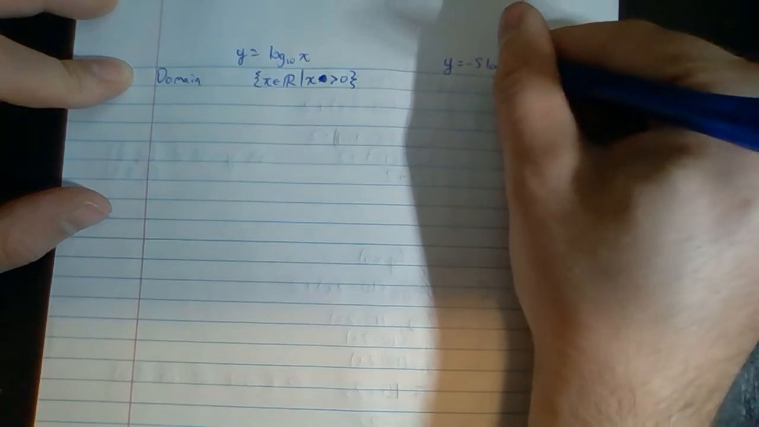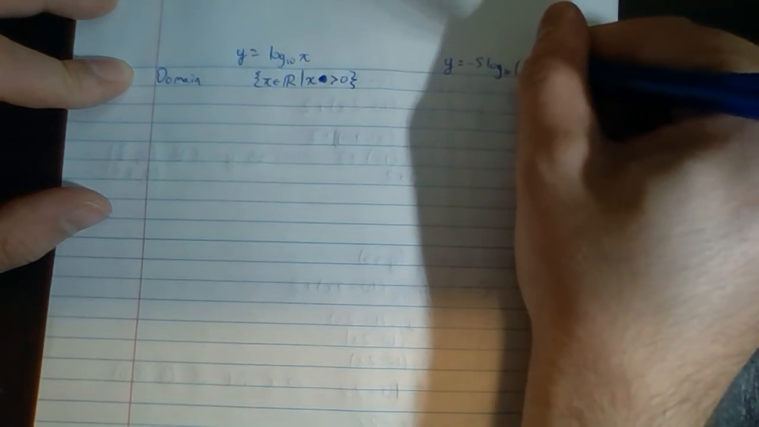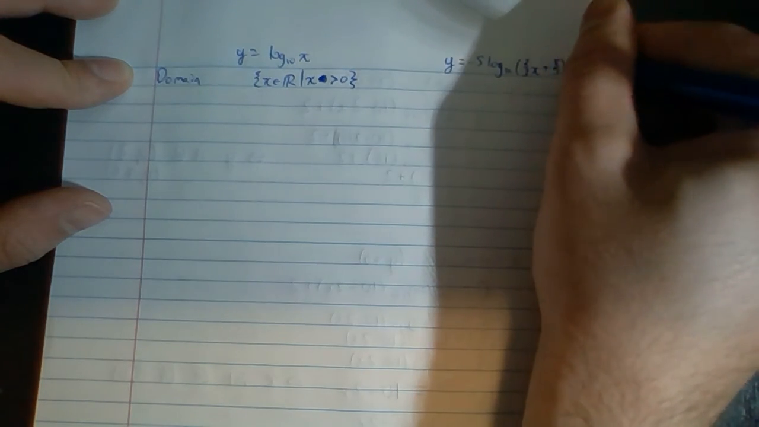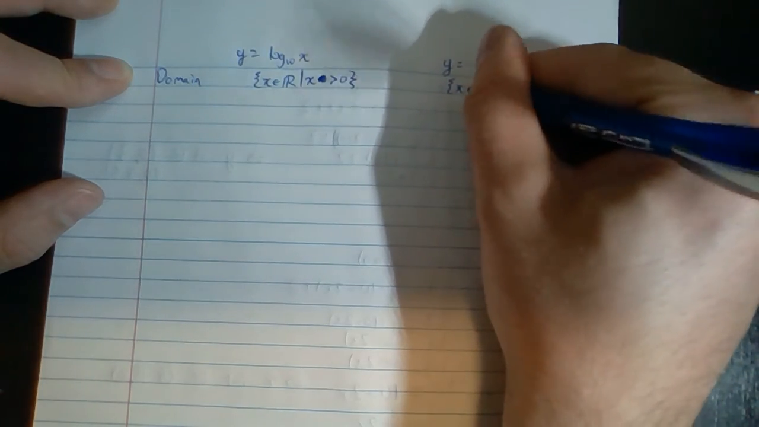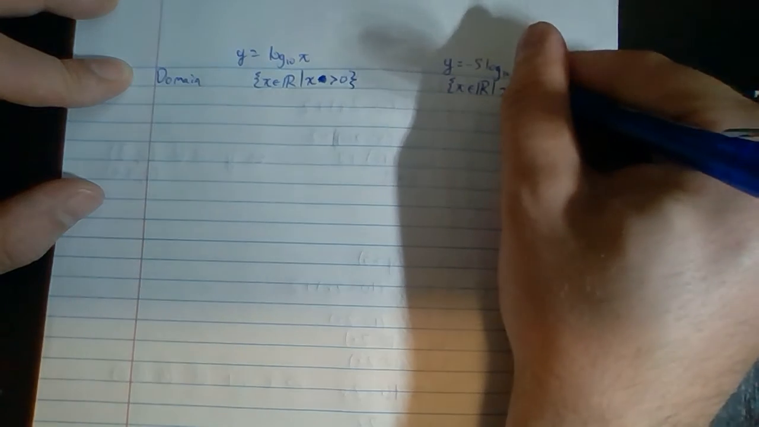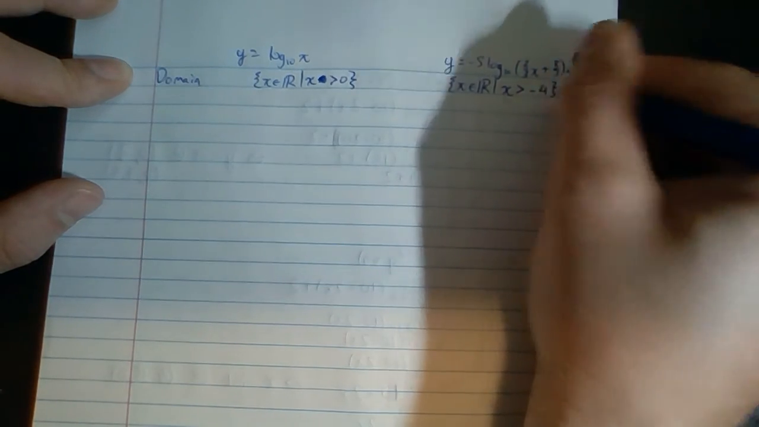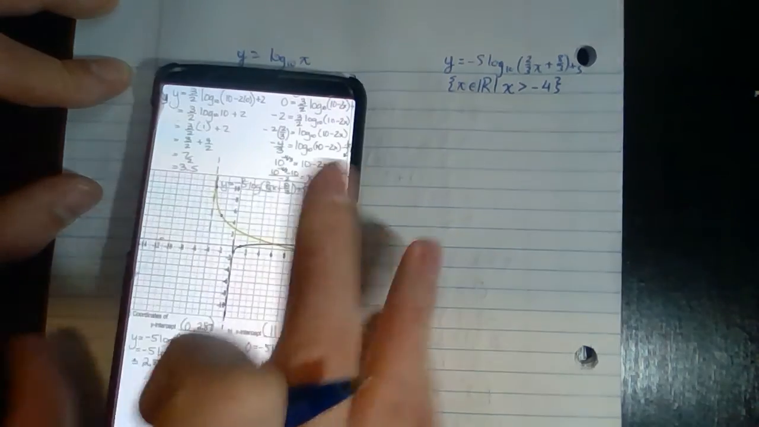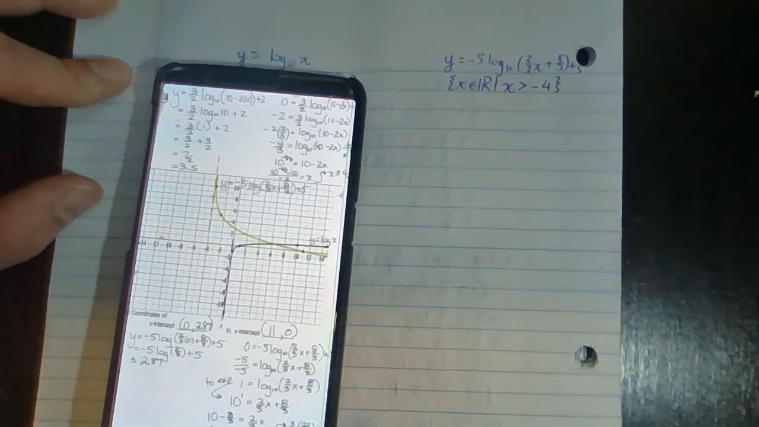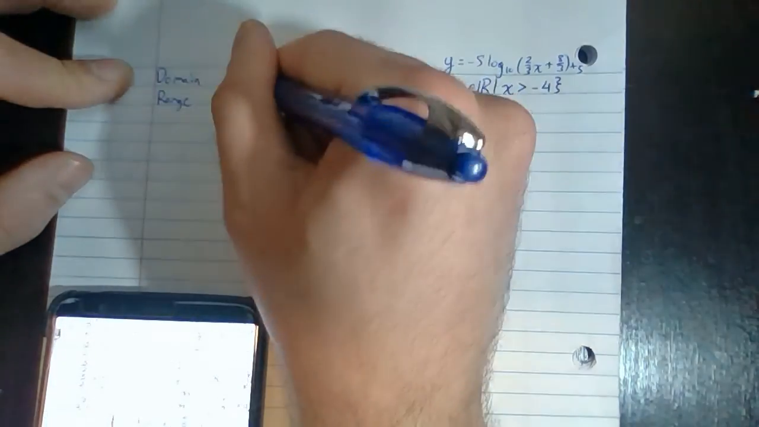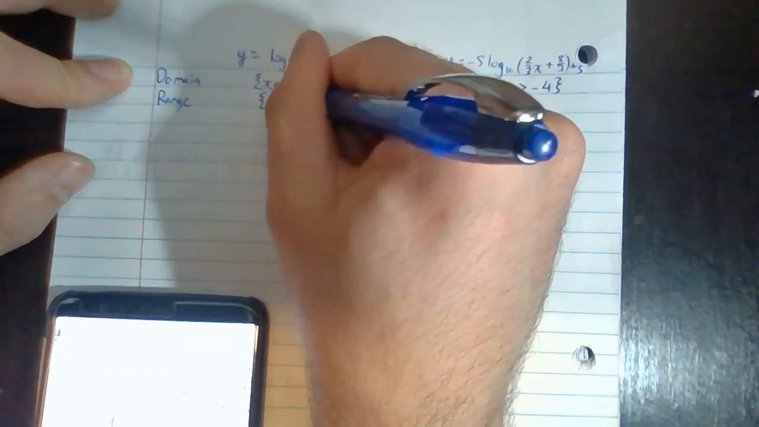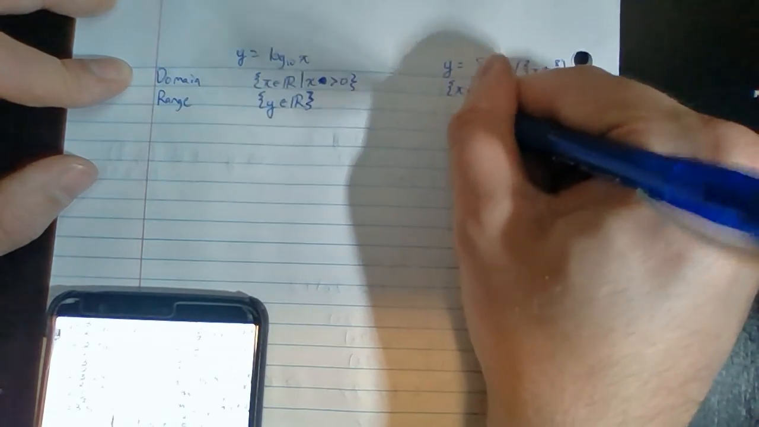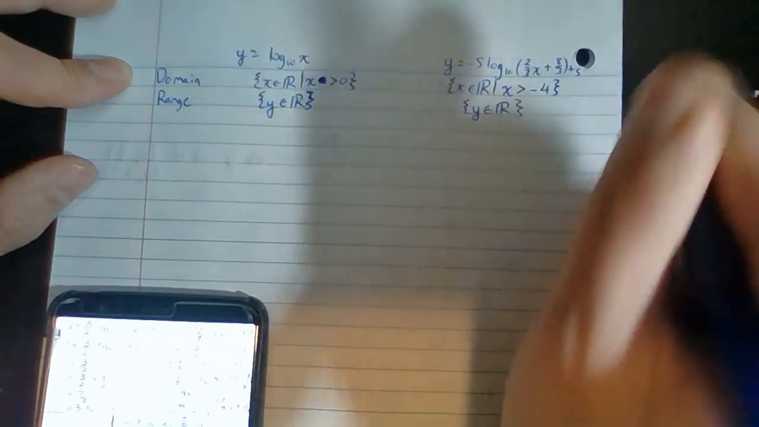in this new function is that our domain's shifted to the left by 4, as we found when we simplified that. So now x is greater than negative 4. We're always to the right of negative 4. Our range, our original range is all real numbers. Y can be any real number. So that isn't affected by transformations. It's still going to be any real number.